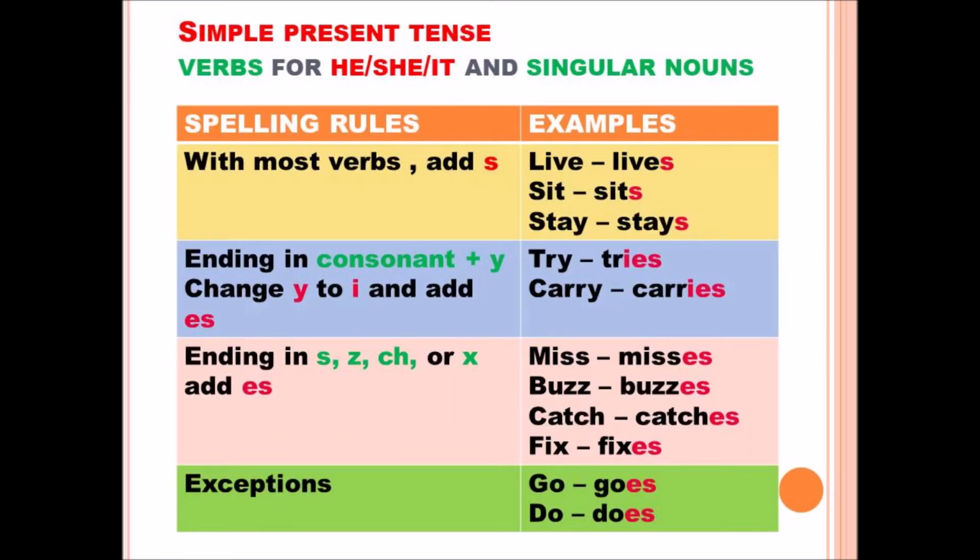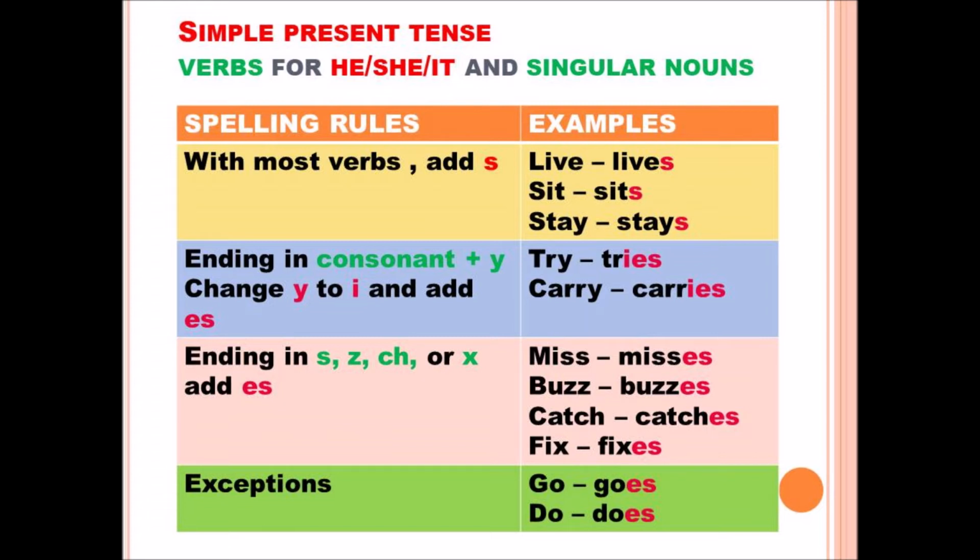As I already said, we use s for the present form of verbs for he, she and it. Let us see how the verbs are changed to present forms, that is for singular nouns. Simple present tense, verbs for he, she, it and singular nouns. What are the singular nouns? I, he, she and it. You comes in both singular as well as plural.